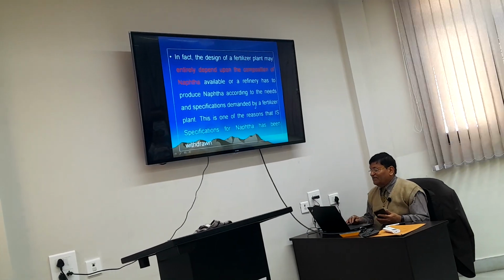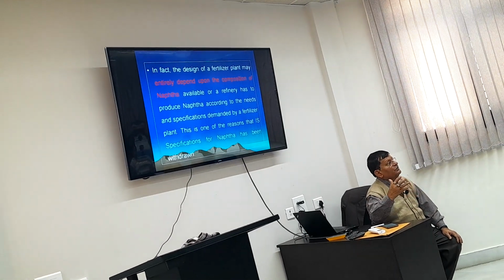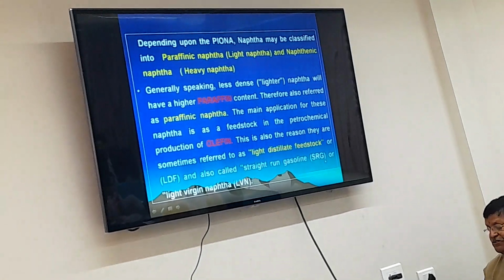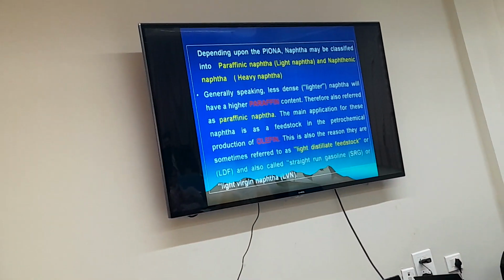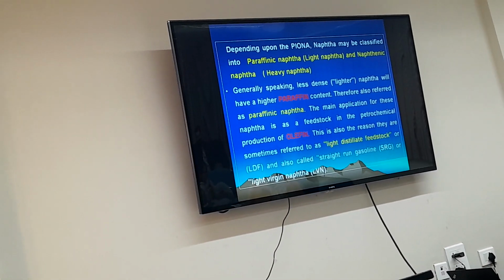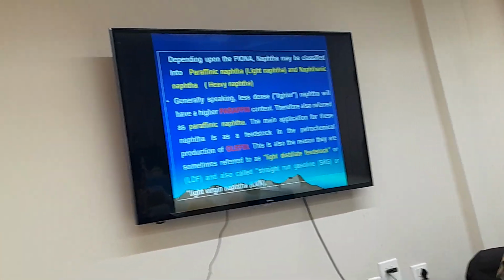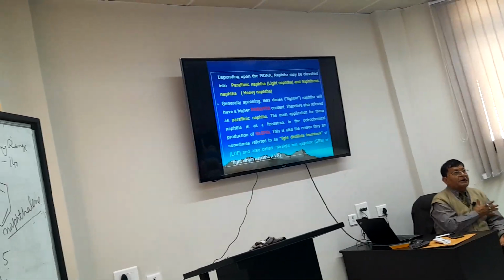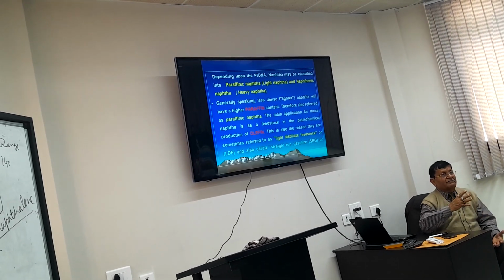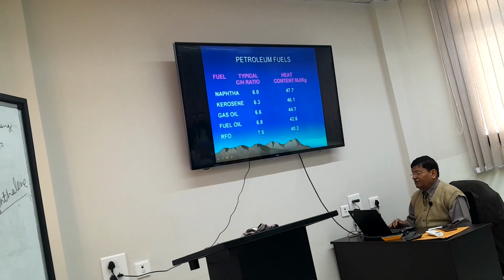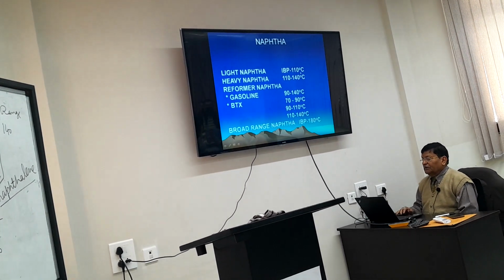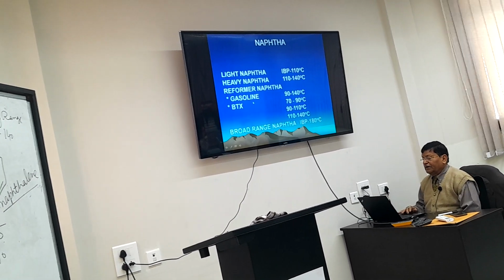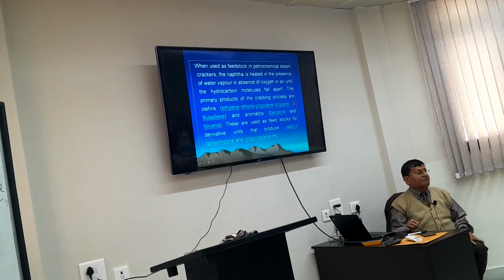According to the needs and specification demanded according to their requirement, it is also called SRG, straight run gasoline, or light virgin naphtha. This is the paraffinic naphtha which is being used for production of olefin. And from olefin you are making a lot of products. Light naphtha is IBP to 110, heavy naphtha is 110 to 140, heated in the presence of water vapor.